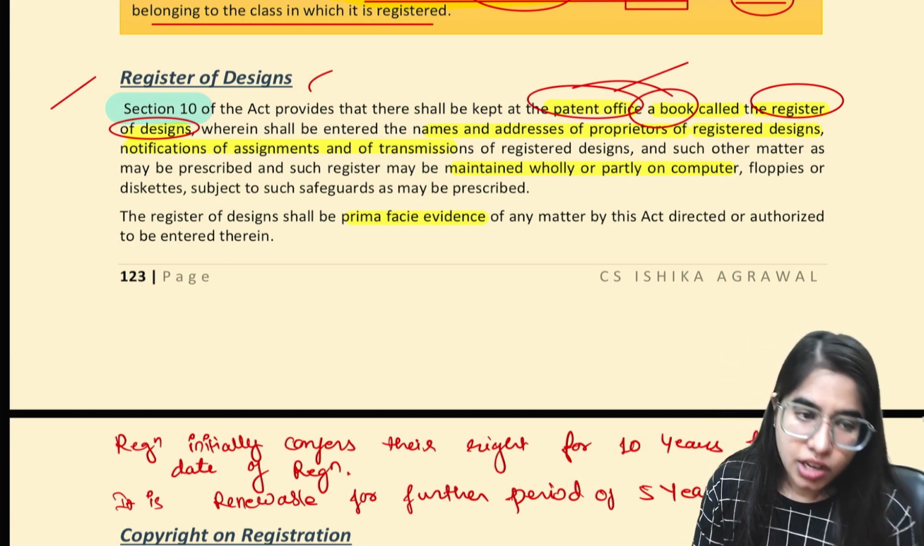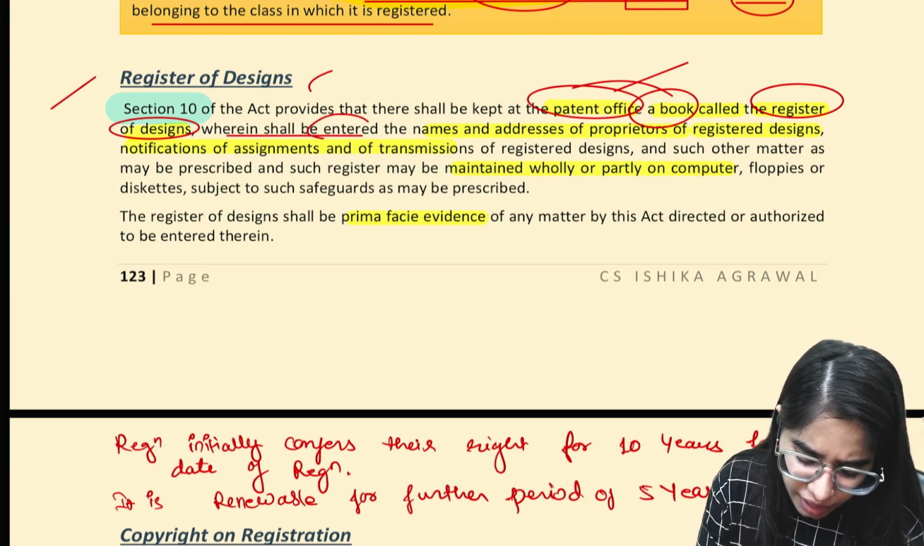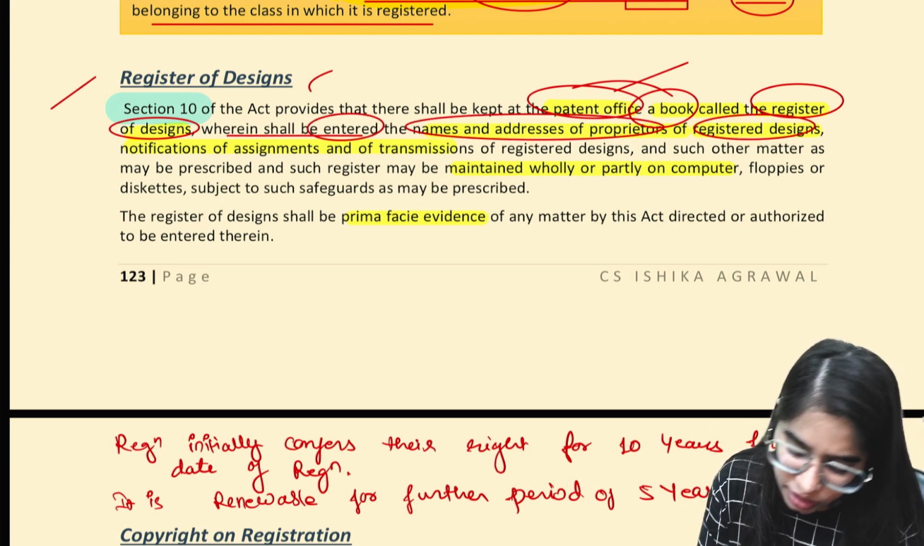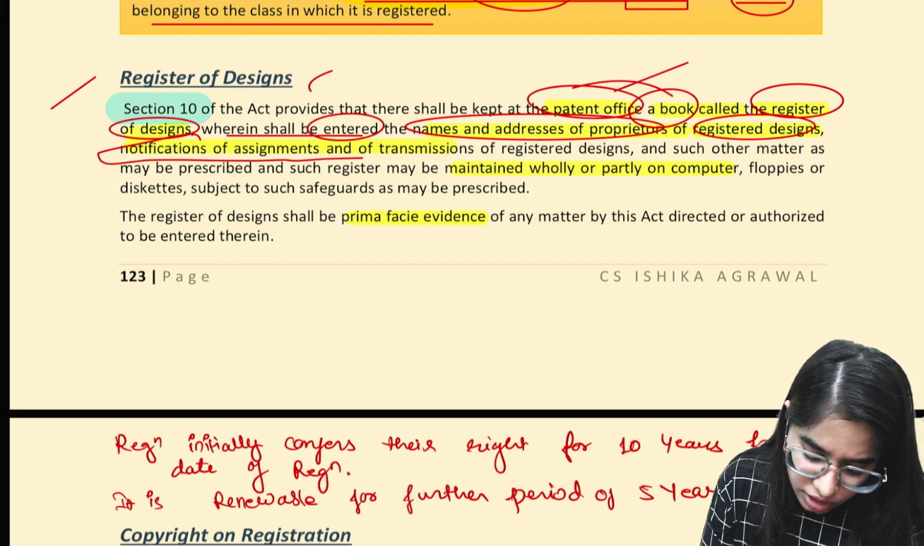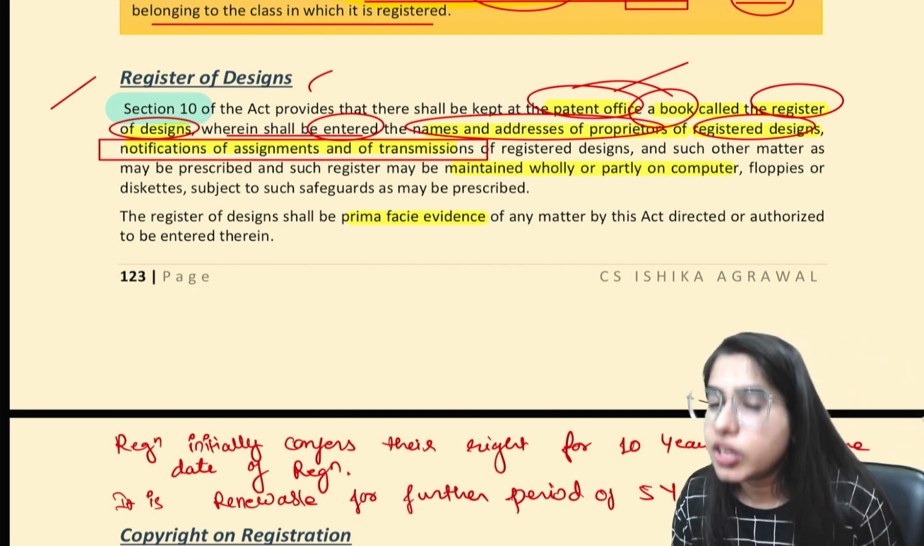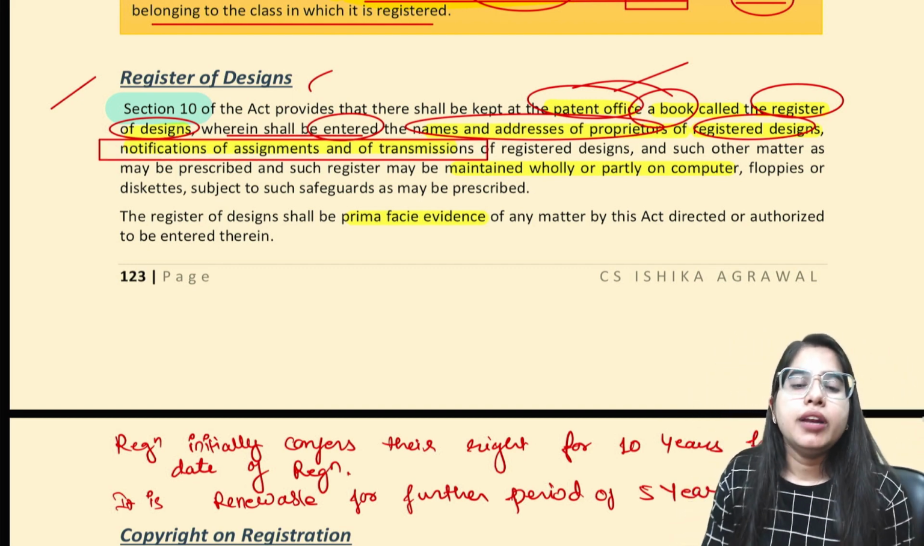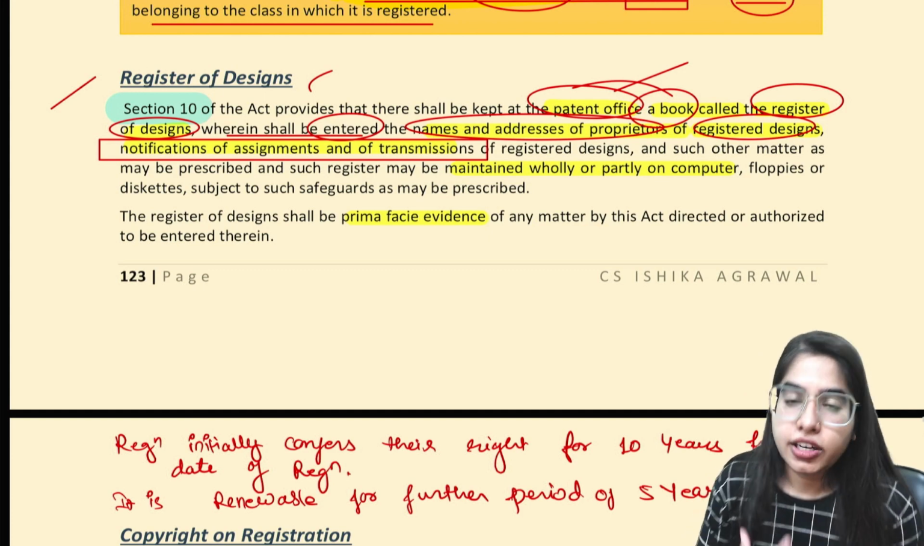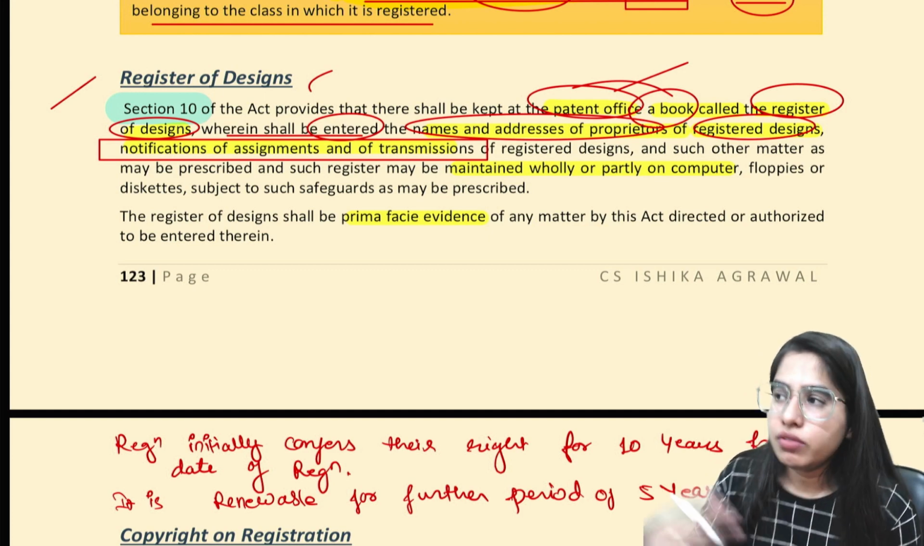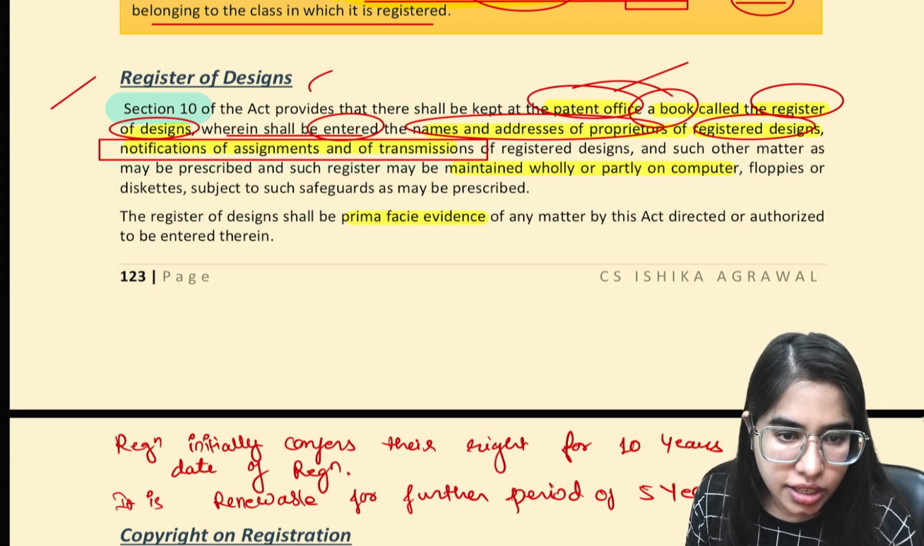Are we clear with this? So what will we enter? The name and address of the proprietor, the registered design, and any assignment or transmission done later on. Assignment and transmission means that if later I transfer my design to someone else, the details of that assignment and transfer should also be there.